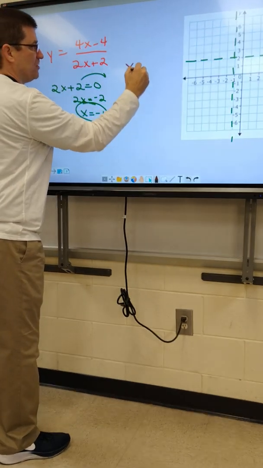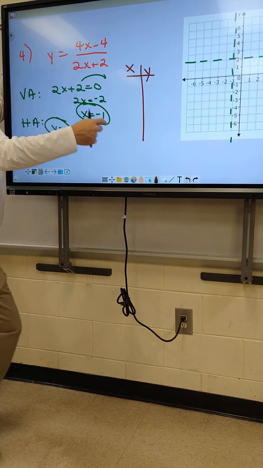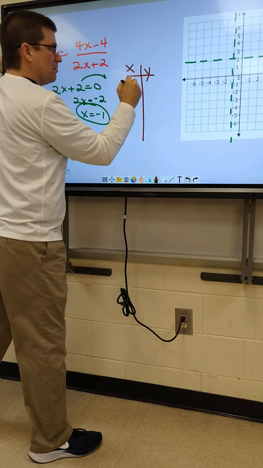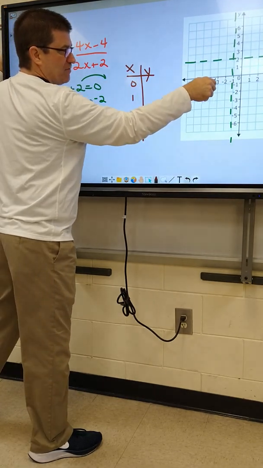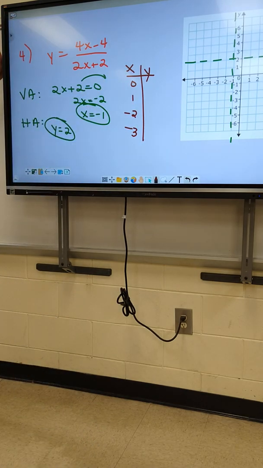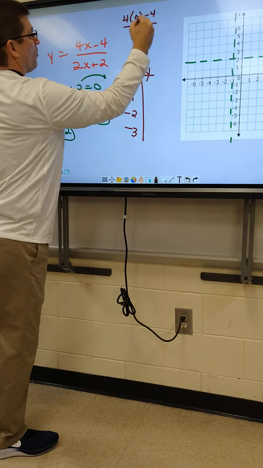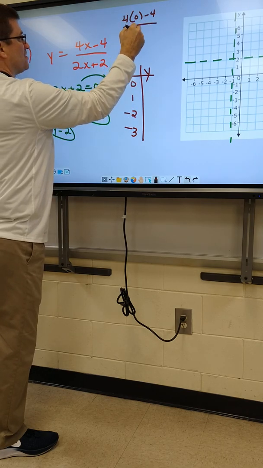All right, last thing we have to do is plug in points in our XY chart. How do I pick my 4 numbers? Y'all remember? 2 numbers on the right, 2 numbers on the left. So on the right side, we're going to plug in 0 and 1. On the left side, we'll plug in -2 and -3. And remember, the order you write these down does not matter. All right, now it's just plug them in your calculator. So if you plug in 0, I'm going to give you all a little more time. It'd be 4 times 0 minus 4 on top. The bottom is 2 times 0 plus 2.